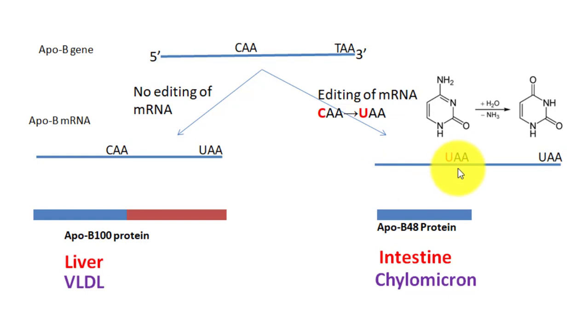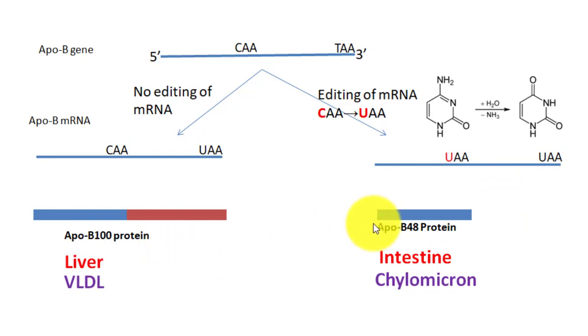Translation will stop in between only, and because of this only half of the protein is translated, and this forms B48, like 48% of the B gene. So this is B48, and this is a very important part of chylomicron. And let me tell you, this B100 has about 4000 amino acids. Now this will have about 2000 amino acids. So this is how B48 will be generated, and it does not have the carboxy terminal like this.